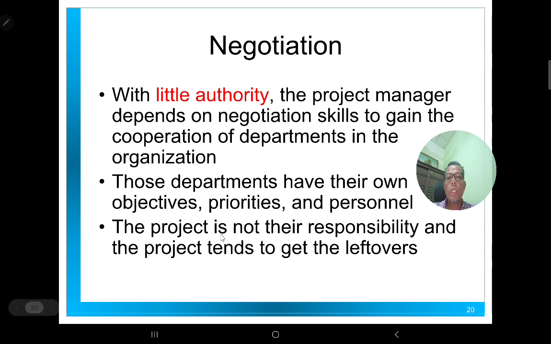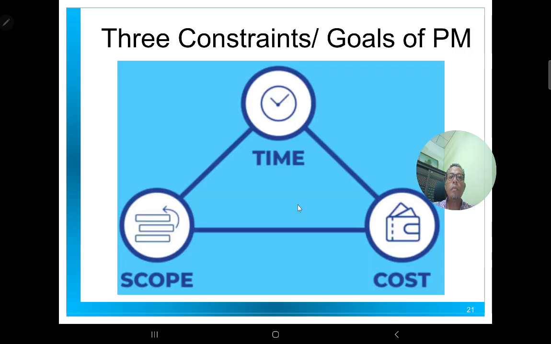And of course, the project is not their responsibilities in terms of all the team members. It is the responsibility of you as a project manager. So it is your responsibility to make sure all the things or the leftovers of the project are processed accordingly.